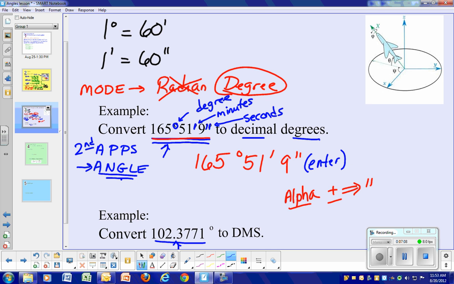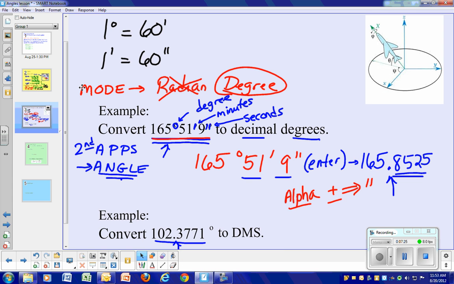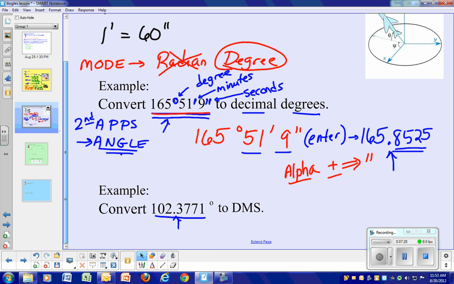The answer that your calculator should display is 165.8525. We know this is decimal degrees because this part here, 0.8525, is equivalent to 51 minutes and 9 seconds. It's just stated in a different way. It's stated as a decimal.